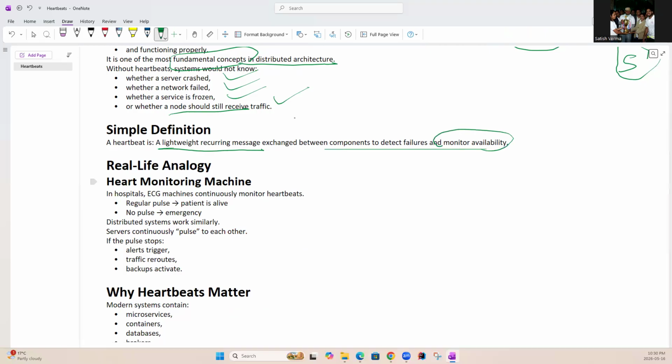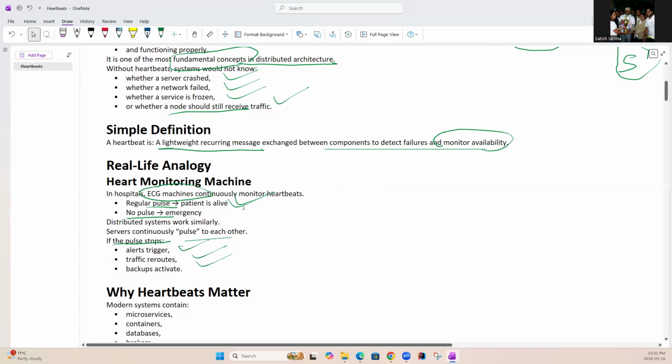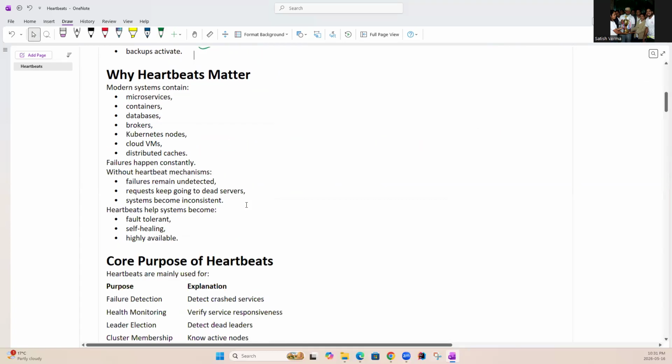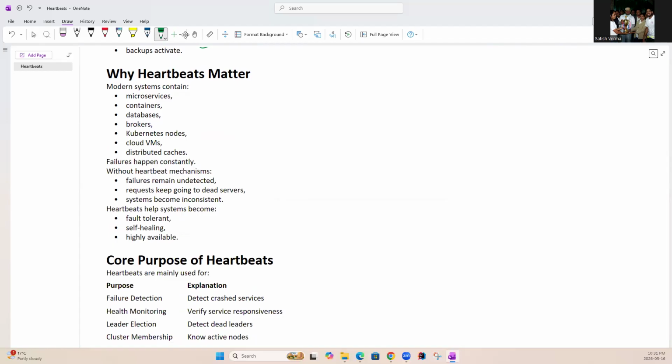Okay, simple. Real life analogy, just like an ECG machine in a hospital. Regular pulse, patient alive; no pulse, emergency. Same in this system, servers continuously pulse to each other. If the pulse stops, an alert triggers, traffic reroutes, backup activates. So now, why does heartbeat matter?